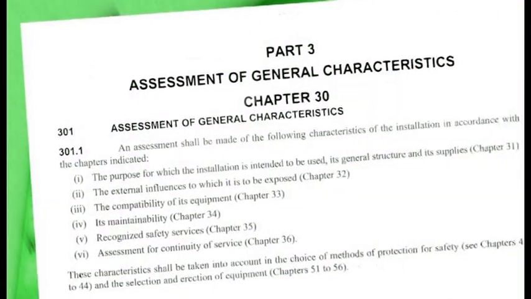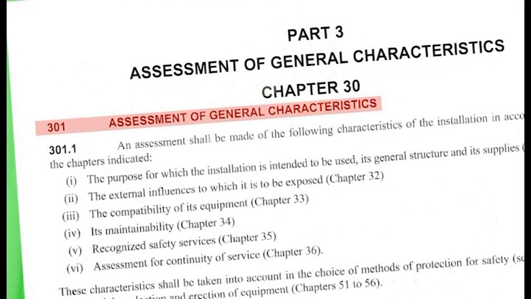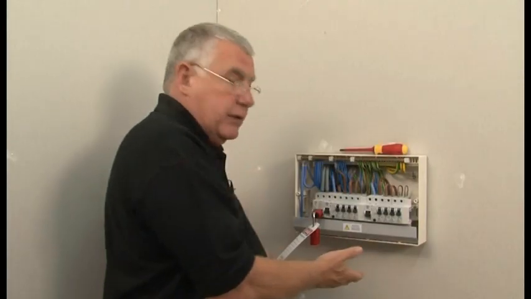The range of external influences would have been determined by the designer in accordance with Part 3 of the Regs, Assessment of General Characteristics. Sometimes, to achieve the level of protection required against external influences, it may be necessary to build additional housing around the electrical equipment. If this is the case, it should be checked that this extra housing will not cause overheating of the protective equipment, impair its operation, or impede access for inspection, testing or maintenance purposes.